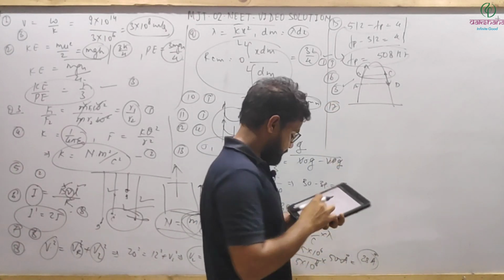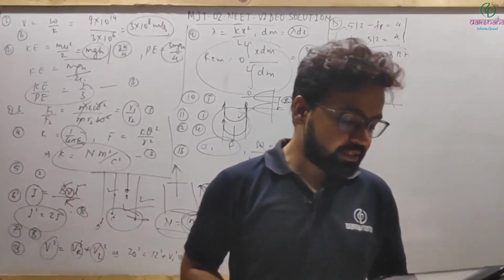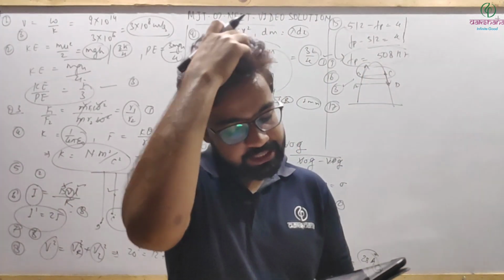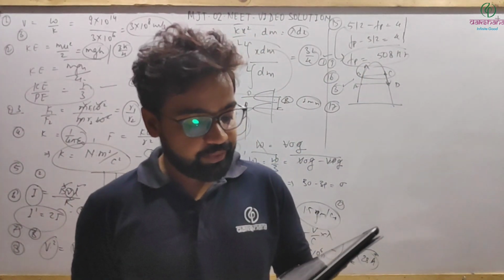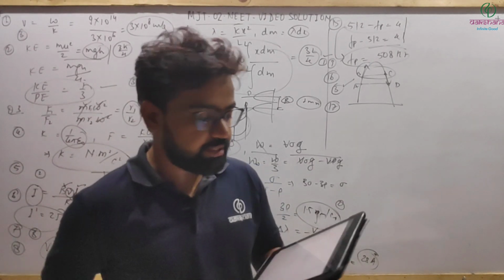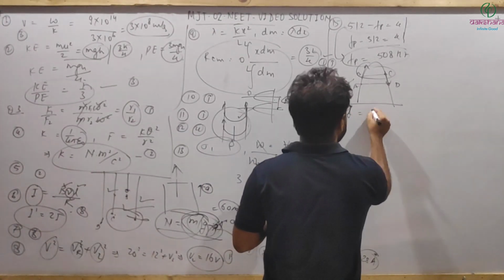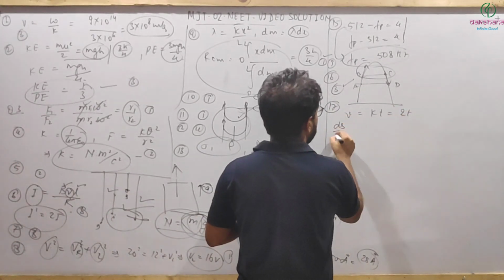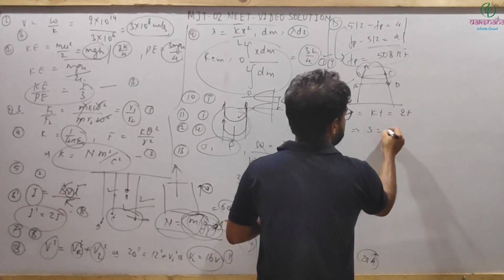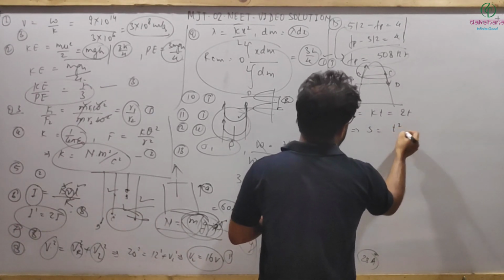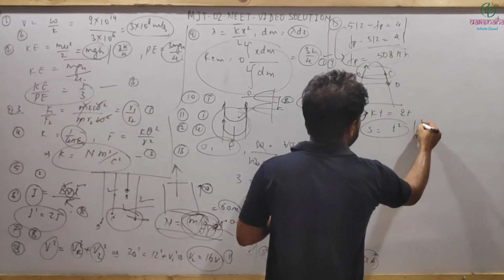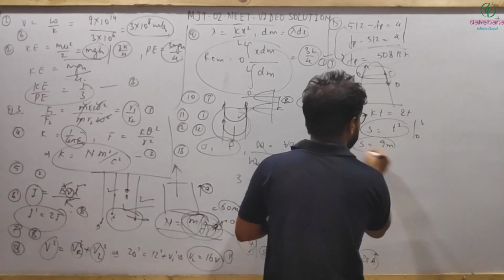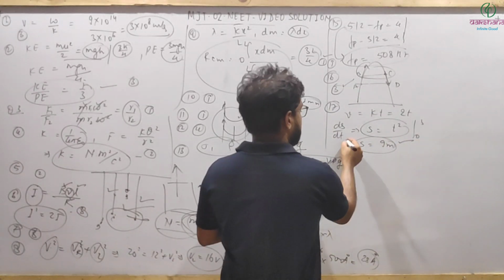Next, question number 17. The velocity-time relation for an electron moving from rest is given by v equal to kt, where k is 2 meter per second square. Find the distance traveled in 3 seconds. So velocity is kt, k is 2, so ds by dt is 2t. Integrating it, s is equal to t square, and from 0 to 3 seconds, s is equal to 9 meter. This is the answer, matching with option number 1.